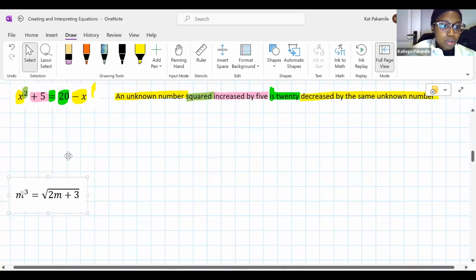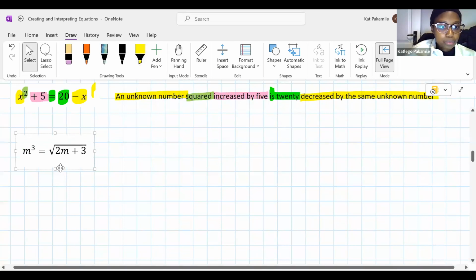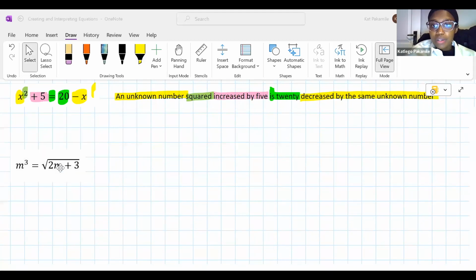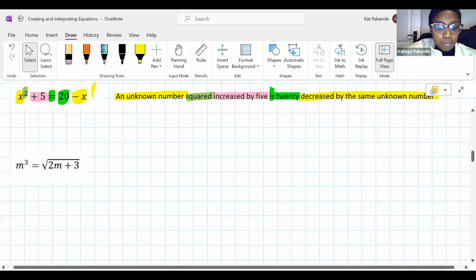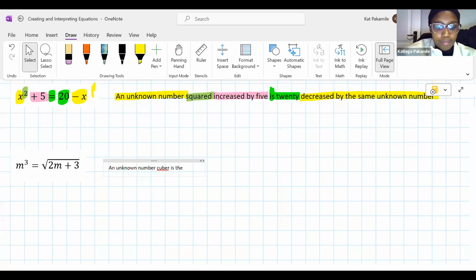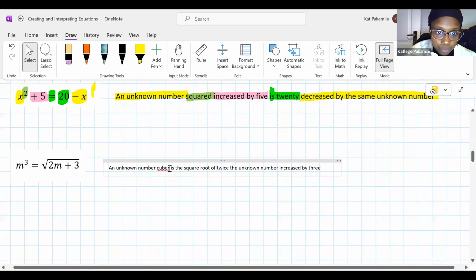Excuse me, who's going to interpret this one for me? Tato's hand just went up. Nope, Tato's vanished. Manuel? Okay, ma'am. So we're going to say an unknown number cubed is the square root of twice the unknown number increased by 3. Did you say increased? Yes, increased by 3. Thank you very much. That was beautiful.